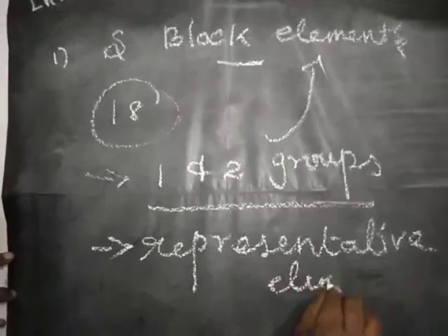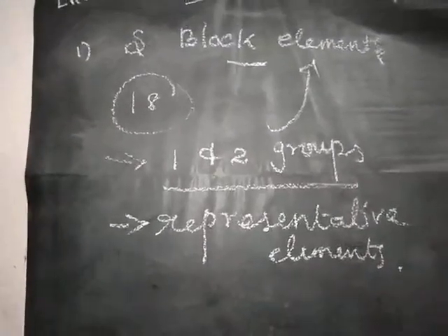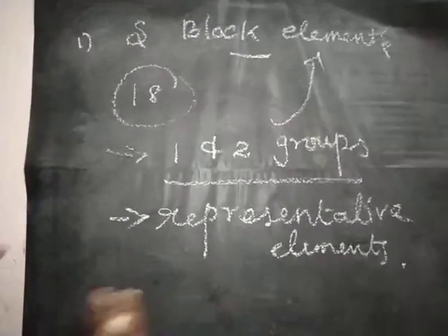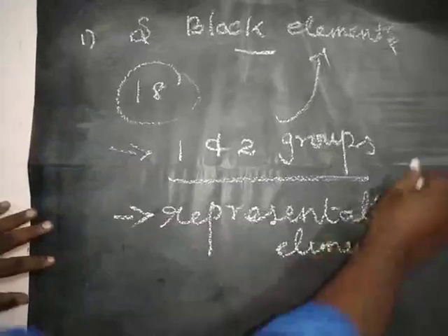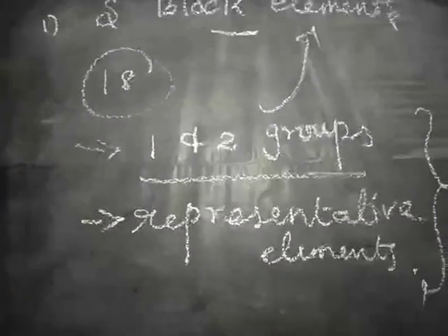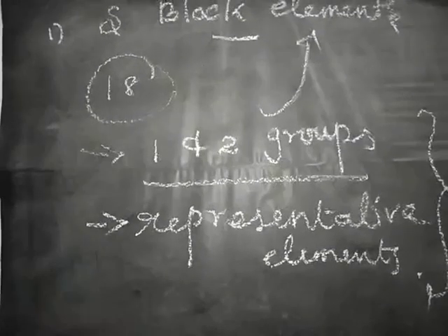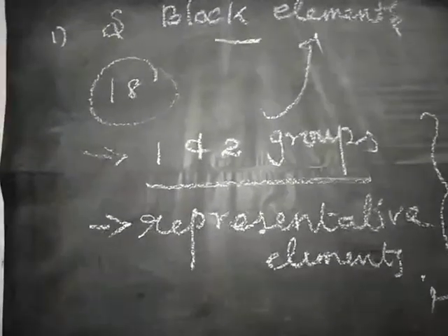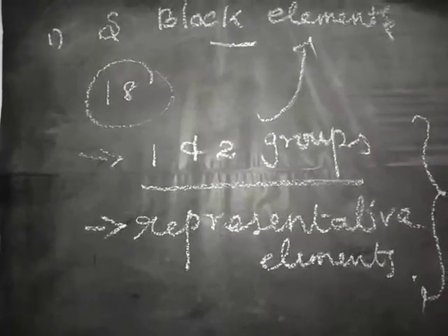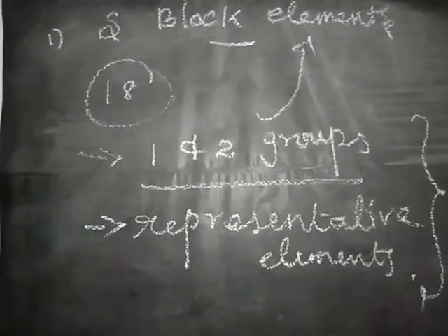Representative elements. Why are they called representative elements? Together, their physical and chemical properties are almost similar. They react with water to form a solution. That solution changes the litmus paper, red to blue. Based on this we get one conclusion: they show basic nature.